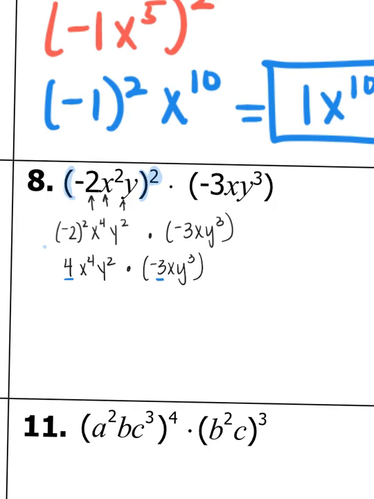Line by line, 4 times -3 is 12. x to the 4th times x is x to the 5th, and y to the 2nd times y to the 3rd is y to the 5th. 2 plus 3 and 4 plus 1.